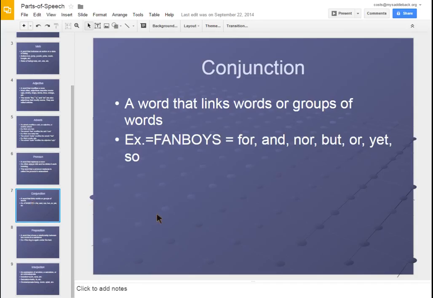Conjunction. A conjunction is a word that links words or groups of words. This is an example of an acronym, a mnemonic or memory device to remember some of the coordinating conjunctions. There are different categories of conjunctions. We're not necessarily going to get into that, but these are useful for reminding yourself of what conjunctions are. Words such as for, and, nor, but, or, yet, so. Those words that link other words, link phrases, link clauses.